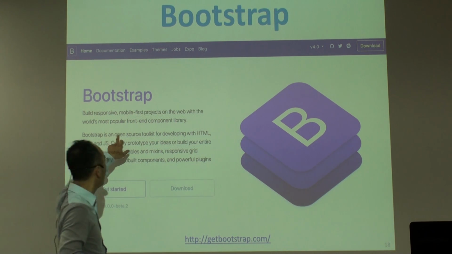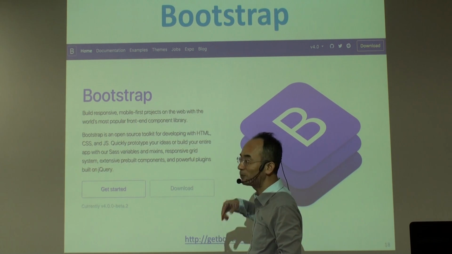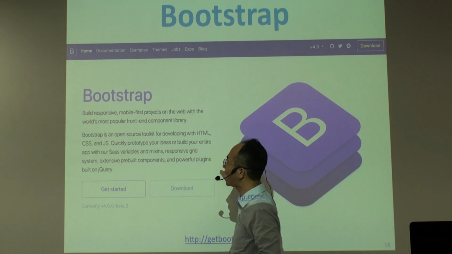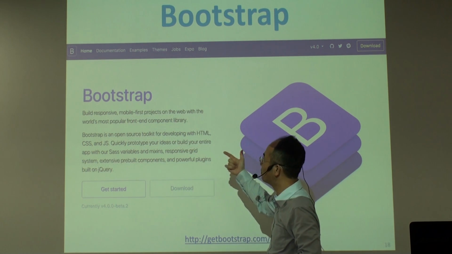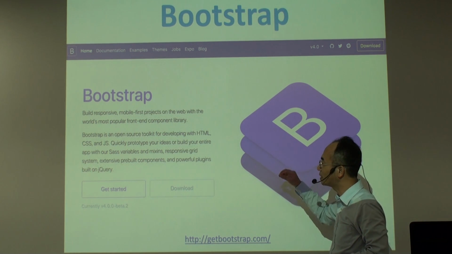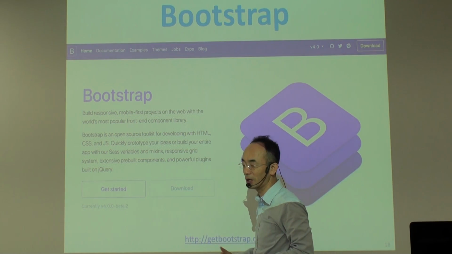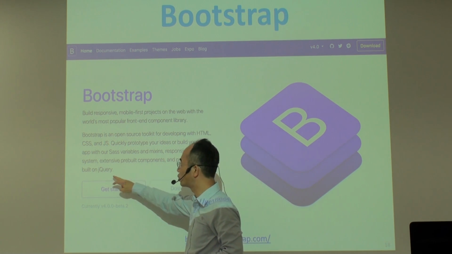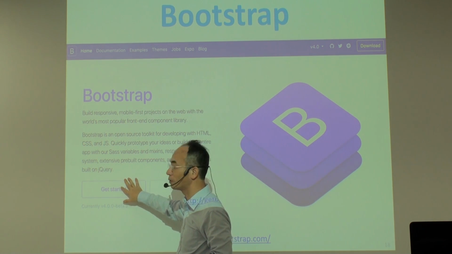So Bootstrap is an open source toolkit for developing with HTML, CSS, and JavaScript, and especially it lets you quickly prototype your ideas or build your entire application with its Sass variables and mixins. So it has a responsive grid system, extensive pre-built components, and powerful plugins built on top of jQuery. Notice here, Bootstrap is also built on top of jQuery. And jQuery Mobile is also built on top of jQuery.